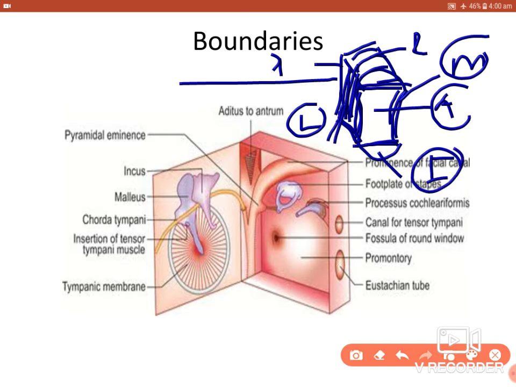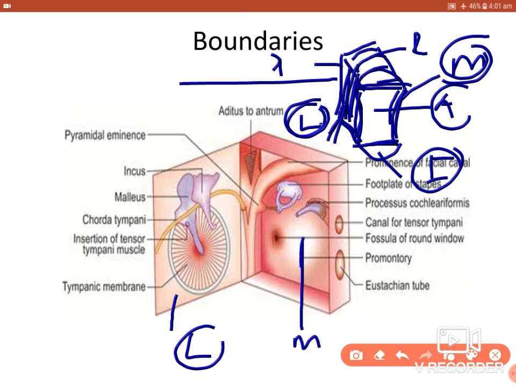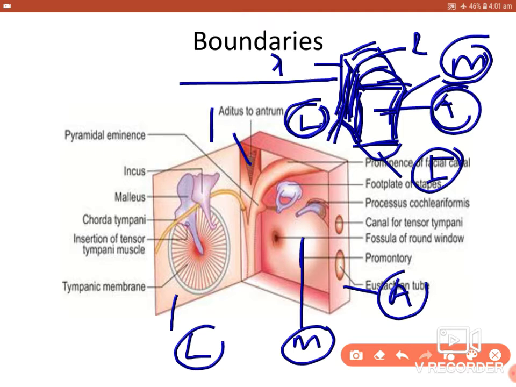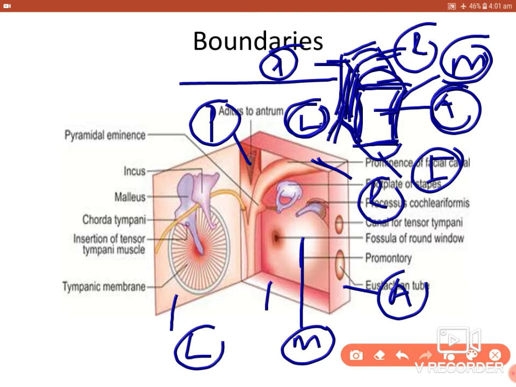So when we cut and open the lateral wall, you can directly see the medial wall. See, this is the medial wall. Then this is the anterior wall. See, this is the posterior wall. This forms the roof. This one is the floor. So these are the walls of the middle ear.